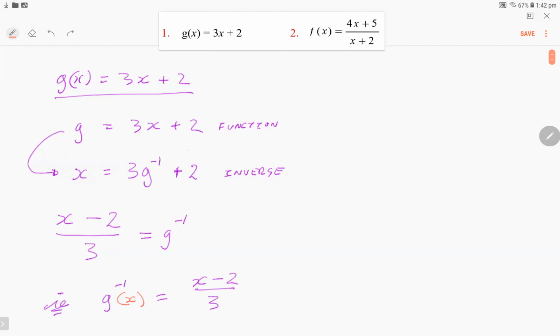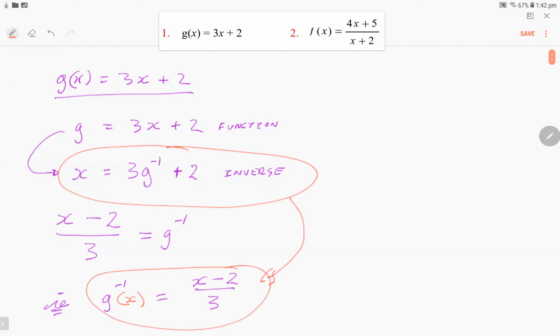I have it here, but I just don't yet have g to the minus 1 as the subject. So I've converted to this one now, which has g to the minus 1 as the subject, which is what CSEC is going to want. Simple as that. It's the same function, same inverse function, but I just need to make g to the minus 1 the subject. That's the inverse function. Let's do the f now.